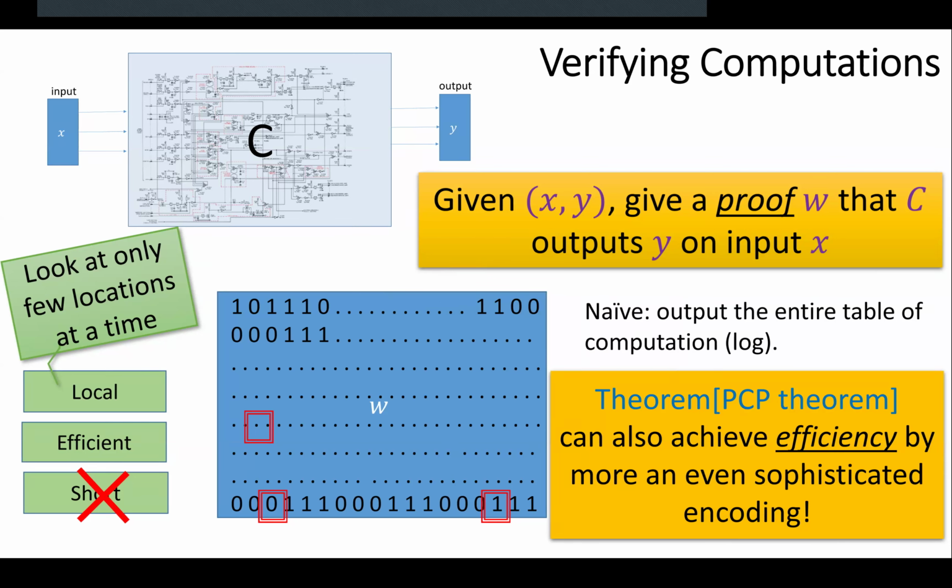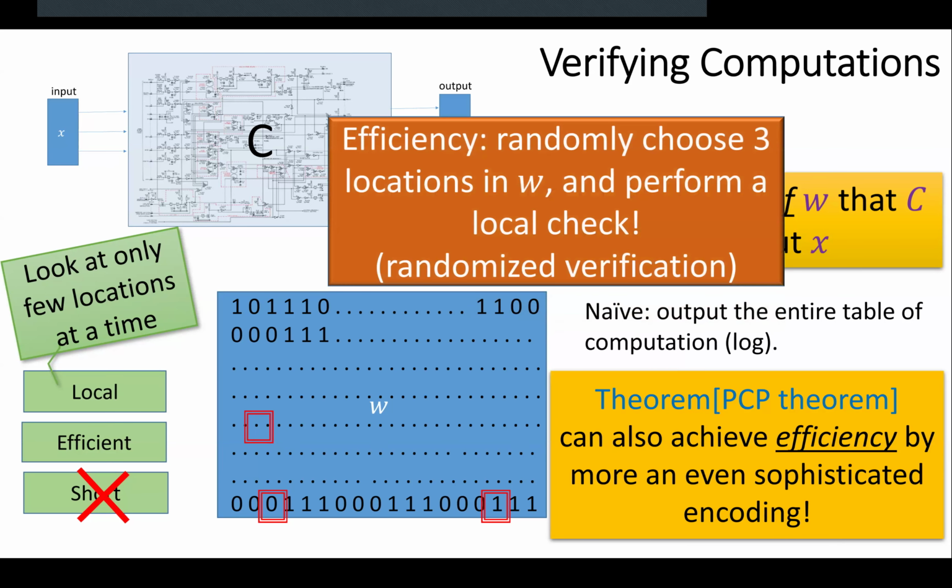The catch here is that now we're talking about randomized verification. So the verifier is going to be some random thing. He's going to choose 3 locations somehow, check whatever is written there, and based on that, decide to accept or reject. And what's going to be the case is that if the computation is correct, the verifier accepts. And if it's incorrect, it's going to reject with some significant probability. So this is the setup. This is what PCP is about.